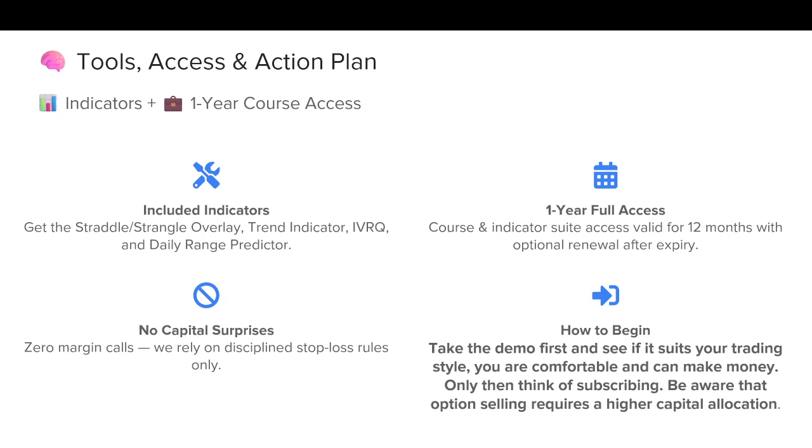All the indicators and the course are valid for 1 year. So the straddle trend indicator, IVRQ, range predictor, everything comes together to provide a comprehensive and professional trading edge. You will have 1 full year of unrestricted access to the course material and tools, with a simple option to renew after 1 year. We enforce strict capital protection, so no adjustment, no margin calls. Your risk is predefined with every trade. Because if you're selling a straddle and you know the stop loss, you know this is the maximum you can lose. Your stop loss should always be in the system. We will show you how to put a stop loss in the system, whether through an algo or manually.